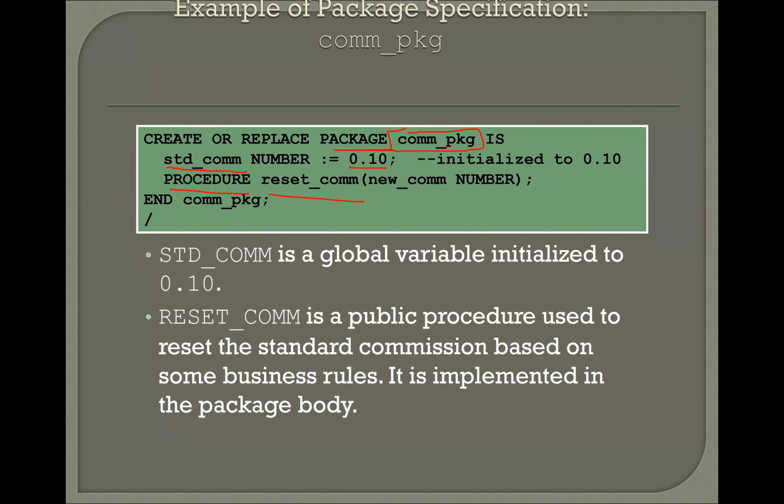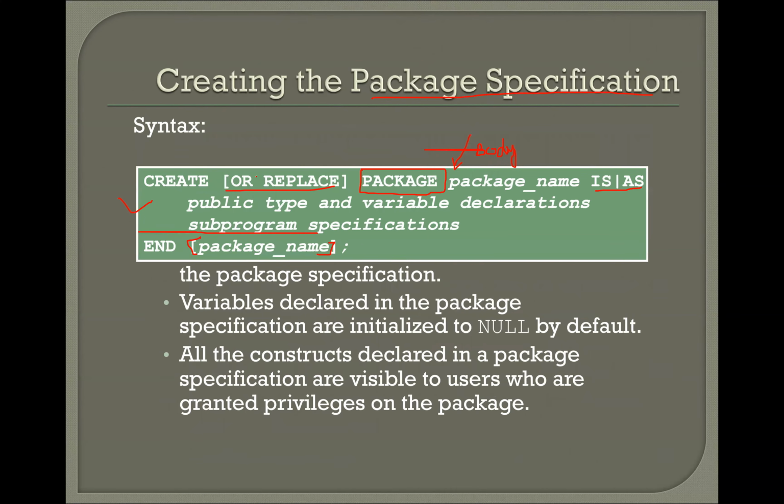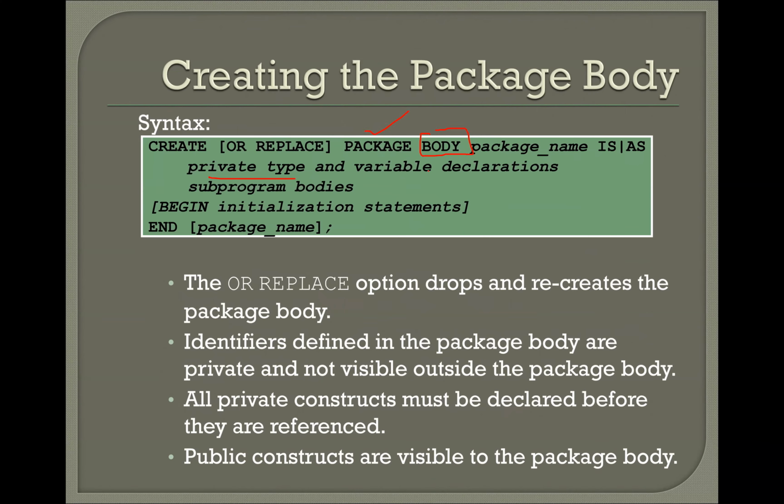Then we will write the package body. If you are writing a package body, you'll have a keyword called body here. Then we'll have the package name, and you'll have a private type here. Previously it was a public type, right? See here, it's public, it's a global variable. But if you want to declare some data types privately, yes, you can declare them here, then subprogram bodies, and then begin and end. Within that, you can put all this. So that is what you will go for in the package body.